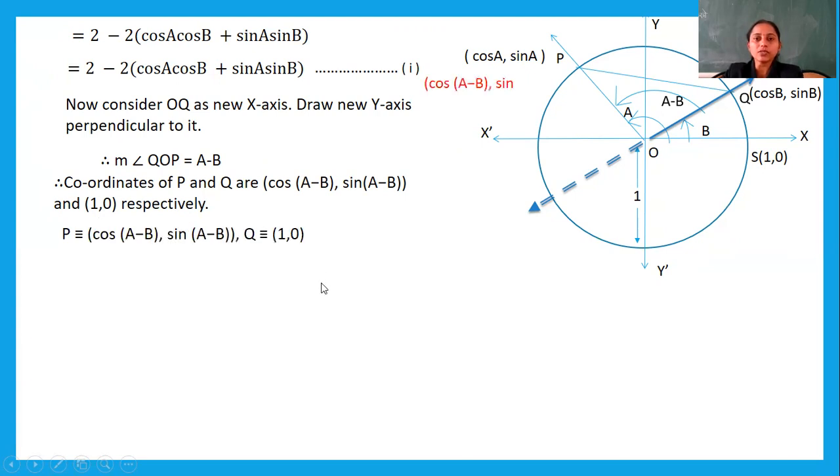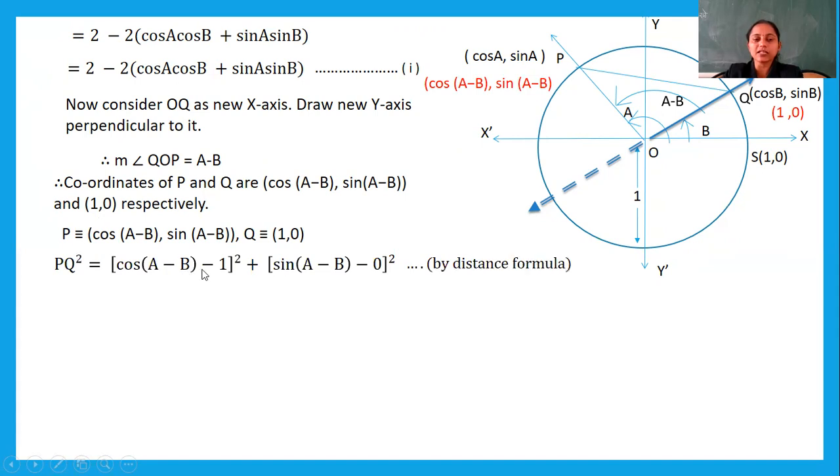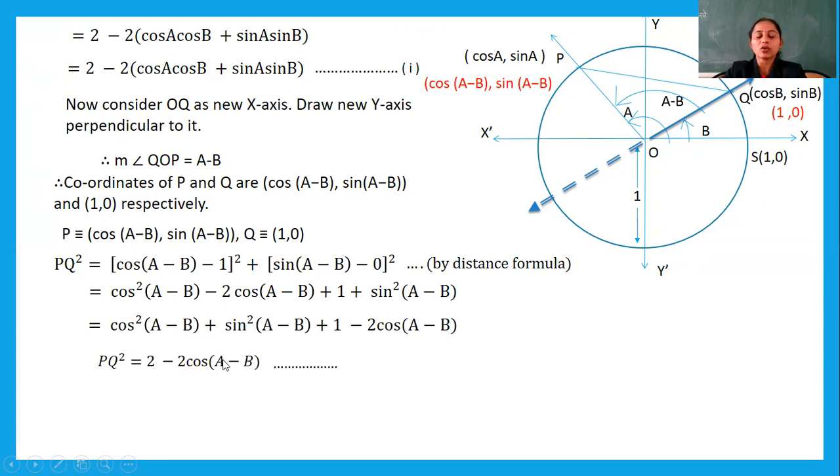So PQ square is cos(A minus B) minus 1, bracket square, plus sin(A minus B) minus 0, bracket square. Using the distance formula, simplify this one. I have here cos square (A minus B) minus 2 cos(A minus B) plus 1 plus sin square (A minus B). Now cos square (A minus B) plus sin square (A minus B) is 1, and this 1 plus 1 becomes 2. So I have here PQ square is 2 minus 2 cos(A minus B) as it is.